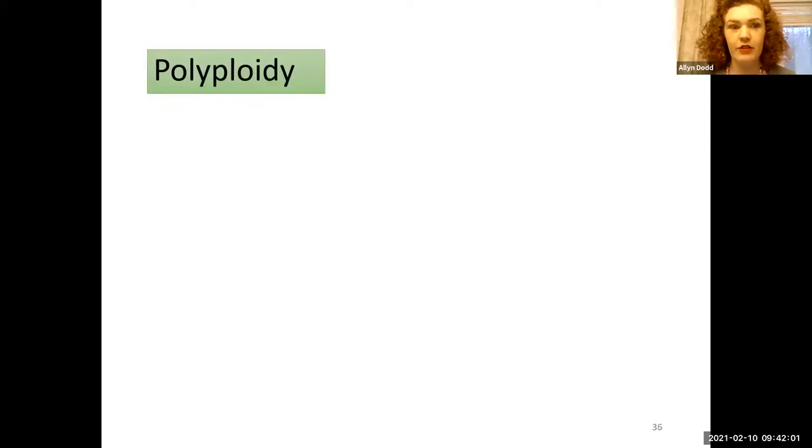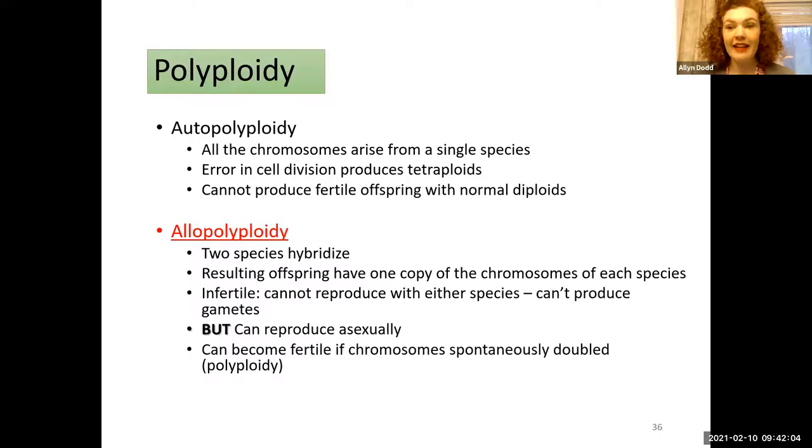Okay. So let's talk about the different kinds of polyploidy and how that can happen. So first you have autopolyploidy. And this is where all the chromosomes arise from a single species. This is typically due to an error in cell division that produces tetraploids, or organisms that have four copies of the chromosomes. And if this is in an organism that is normally diploid, then they won't be able to produce fertile offspring with the normal diploids. However, and this is why this happens in plants, it can still be a thing because you can still have asexual reproduction occur.